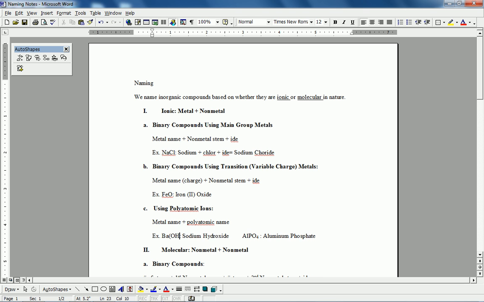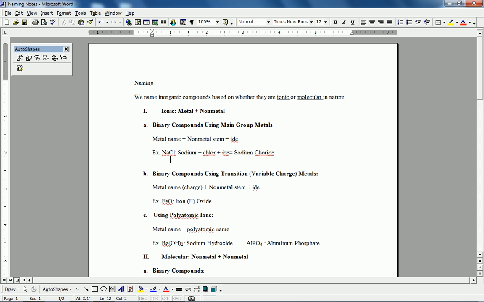It doesn't really matter if this was, for example, barium hydroxide, and you had 2 of these hydroxides. It would just be barium hydroxide. If you noticed here, we have not alluded to how many atoms we have in these compounds. Again, had this been, let's say, magnesium chloride, and we had this, it would still be just magnesium chloride.